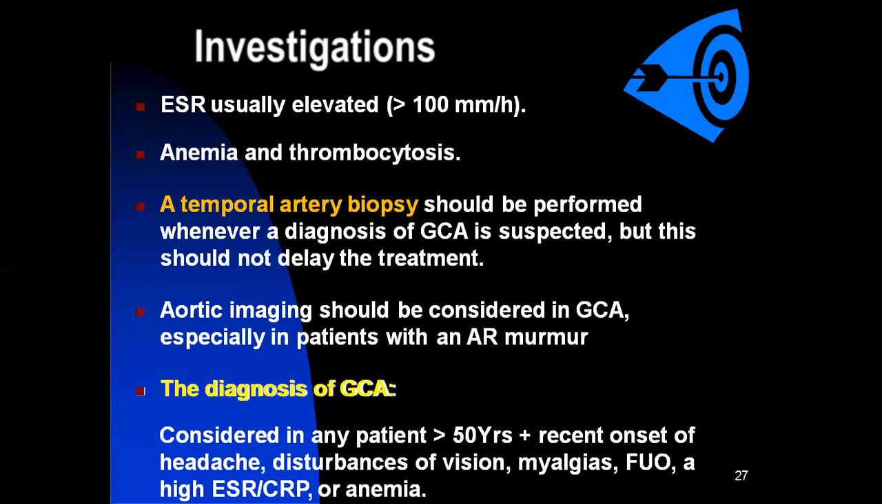That is, 50 years of age and more, headache which is of recent origin. It should not trace back to early life, when the person was below 40 years of age. Disturbance of vision, myalgia, there is pain in various parts of the body, there is muscular pain. Also fever of unknown origin and high ESR, C-reactive protein and anemia.